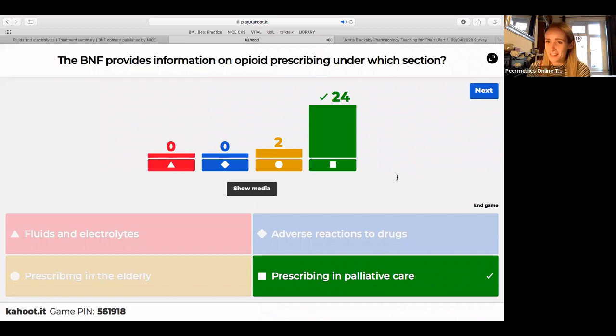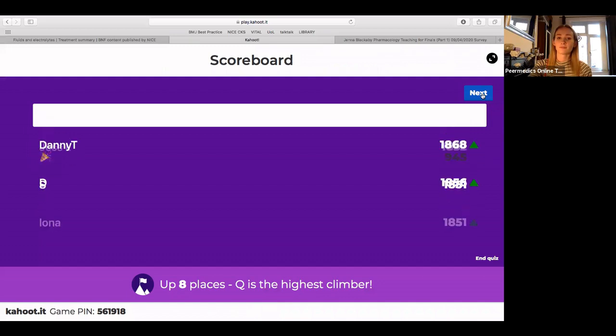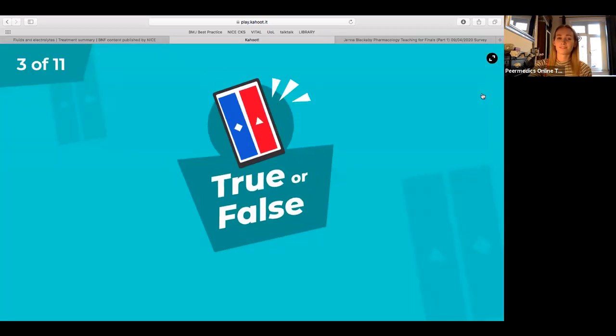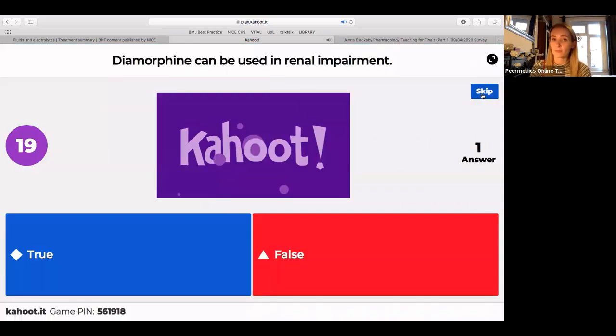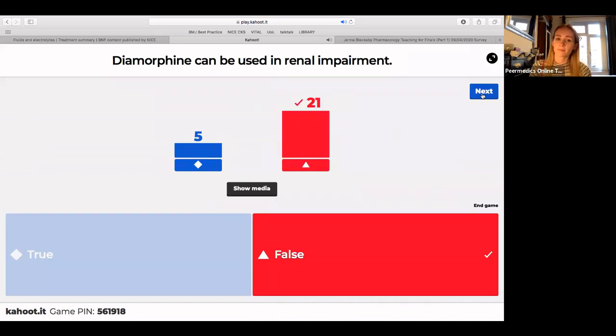Brilliant, yeah. So as I said, the BNF is your friend. All opioid prescribing is under prescribing and palliative care, and there'll be everything you need in that section. So diamorphine can be used in renal impairment, true or false? Brilliant, yeah, so that's false. Diamorphine is not safe to use in renal impairment. The ones that we want to try and use instead are fentanyl, alfentanil, oxycodone.